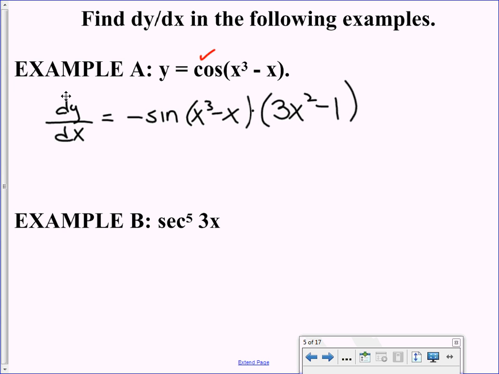Okay, example B. We're asked to find the derivative of secant to the fifth of 3x. Before we differentiate, we need to rewrite this using our parentheses. We need parentheses around the angle, 3x. And we have that fifth power. What's being raised to the fifth power is the secant of the angle. So you need one parenthesis. You need to open the parentheses in front of secant and close it after the angle. That's what's being raised to the fifth. Now we're ready to apply the chain rule.